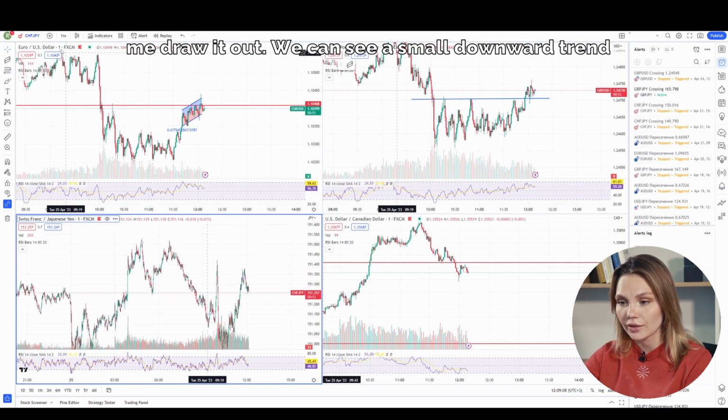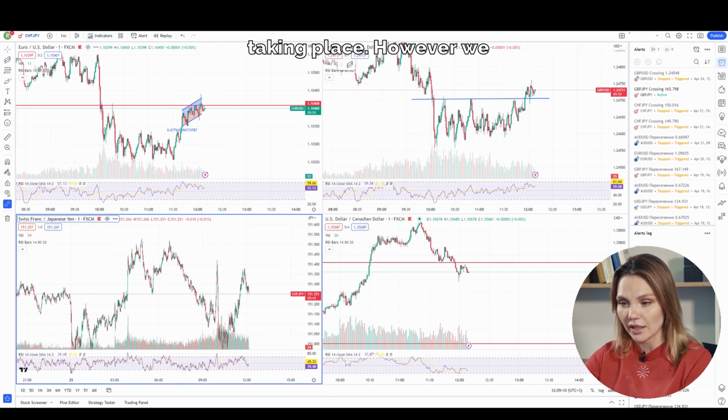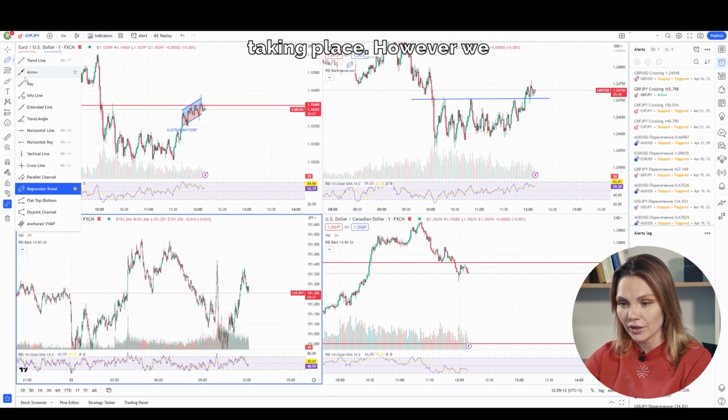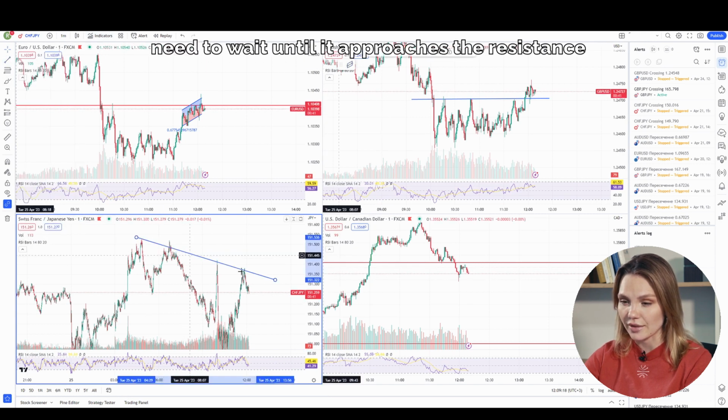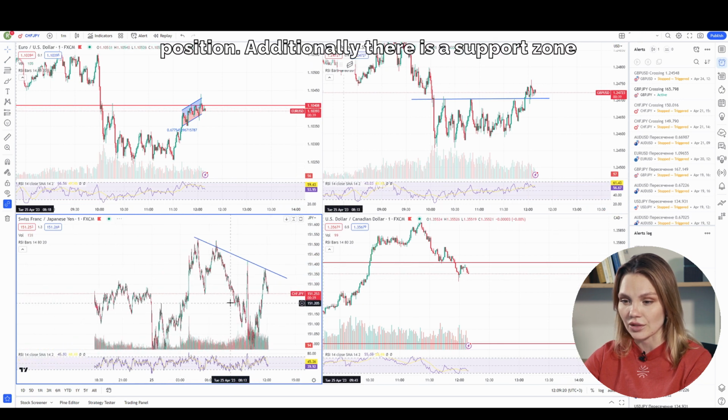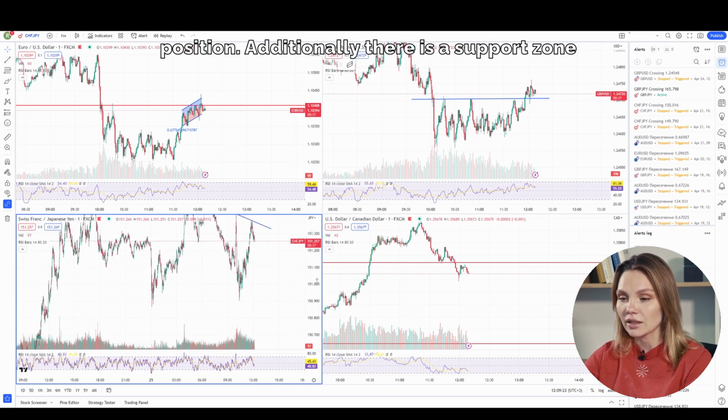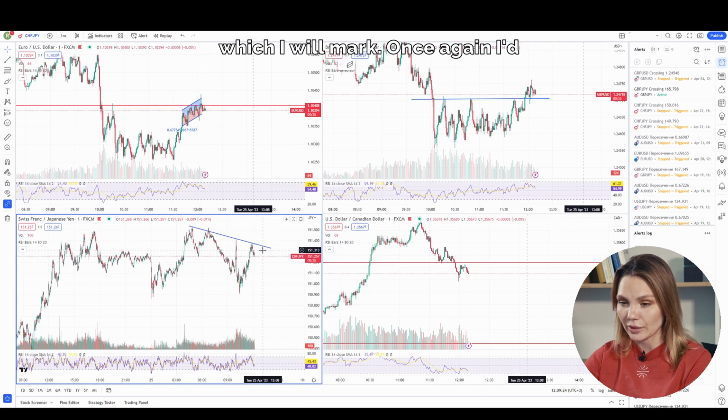Let me draw it out. We can see a small downward trend taking place. However, we need to wait until it approaches the resistance zone before entering a short position. Additionally, there is a support zone which I will mark.